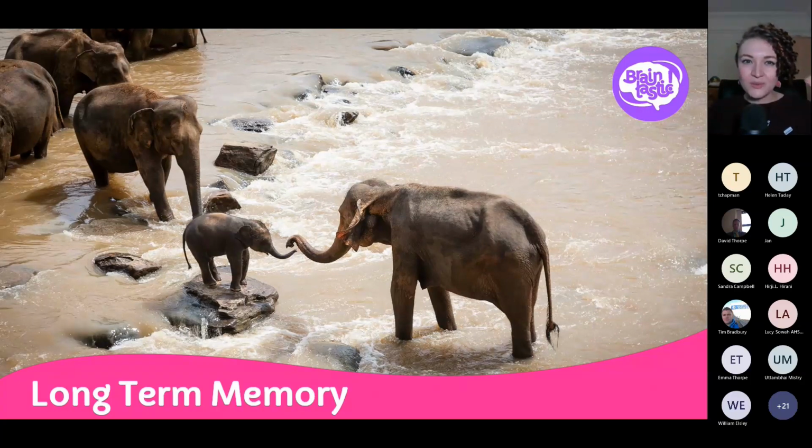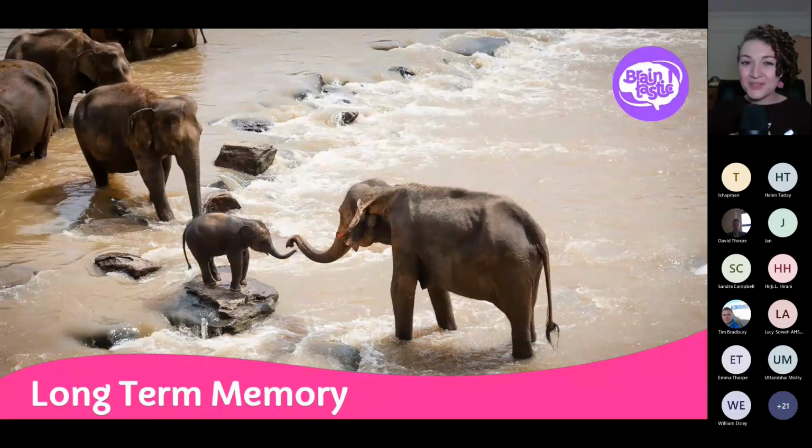So what we want to do is get information into long-term memory, and then be able to get it out again. So to get it in, we have to create those connections and make sure they're really secure. And then to get it out again, we have to make sure we can reactivate those connections. So for the last 20 minutes or so of the session, we're going to look at some tips, tricks and techniques that we can use to help people store and recall information.